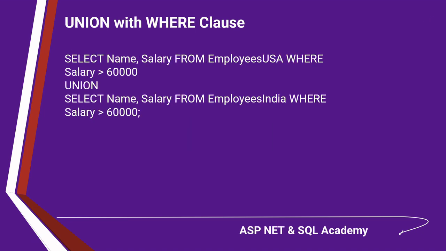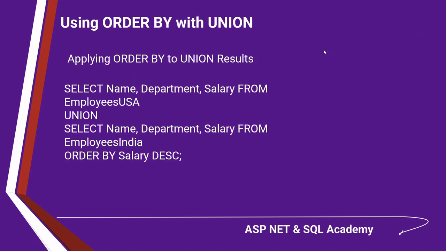This returns employees with salaries above 60,000 from both tables. Order by must be applied at the end, not to individual queries inside union.